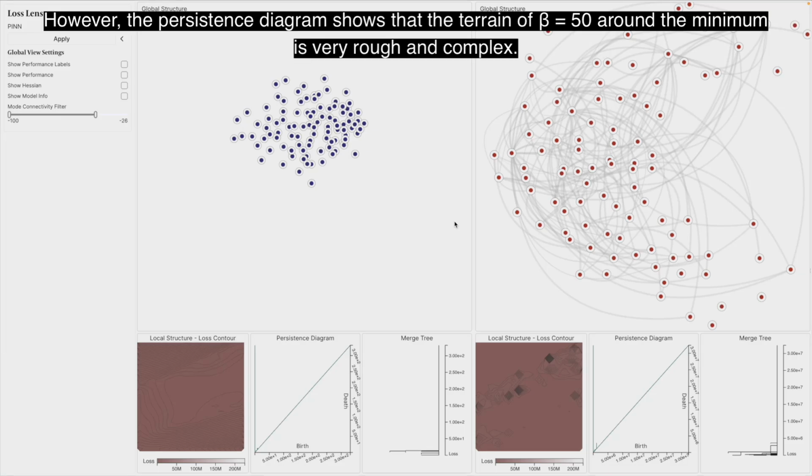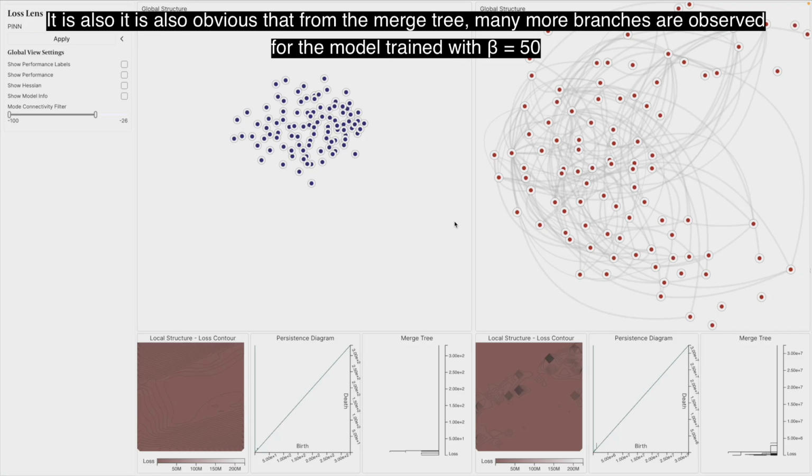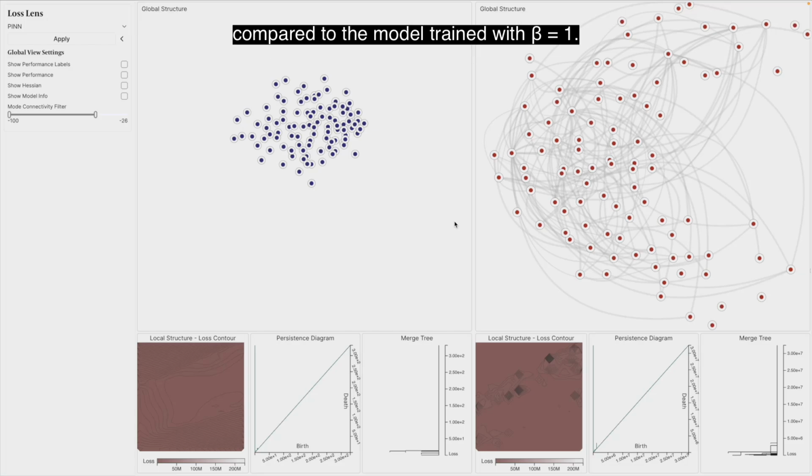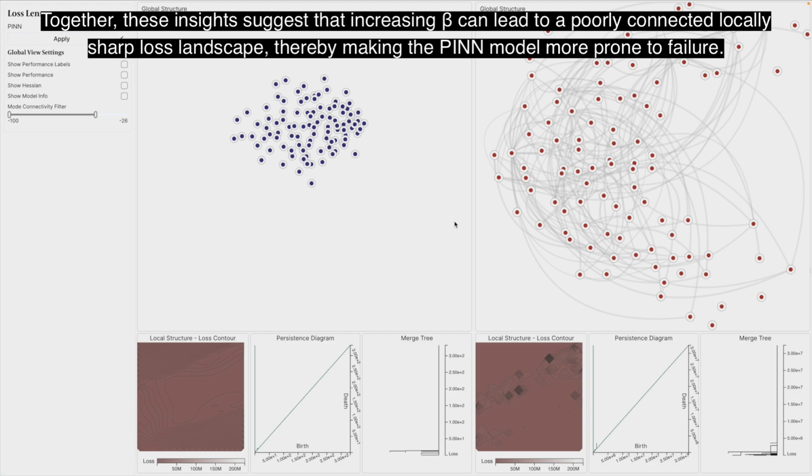However, the persistence diagram shows that the terrain of the model trained with beta equal to 50 is very rough and complex around the minimum. It is also apparent from the merge tree that there are many more branches for the model trained with beta equal to 50 compared to the model trained with beta equal to 1. Together, these insights suggest that increasing beta can lead to a poorly connected, locally sharp loss landscape, thereby making the PINN model more prone to failure.